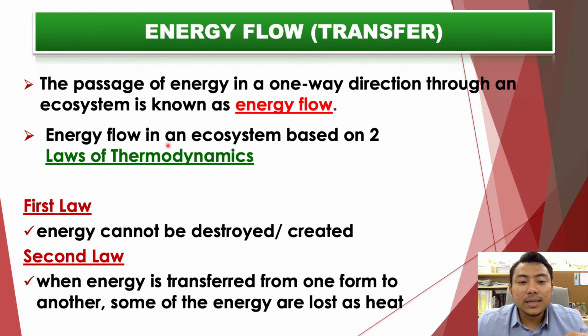Energy flow in an ecosystem based on two laws of thermodynamics. Okay, the first law of thermodynamics are energy cannot be destroyed or created. Maknanya tak boleh buat, dia hanya boleh dipas sahaja. Okay, which comes to the second law, when energy is transferred from one form to another, some of the energy are lost as heat. Maknanya tenaga tu boleh hilang dalam bentuk heat, dalam bentuk haba. Okay.